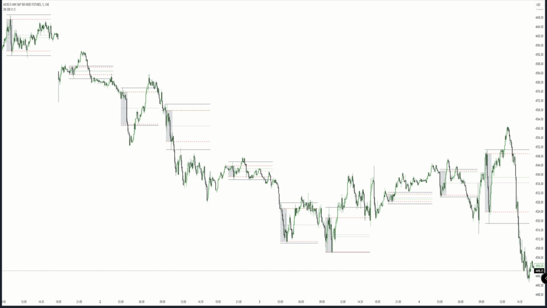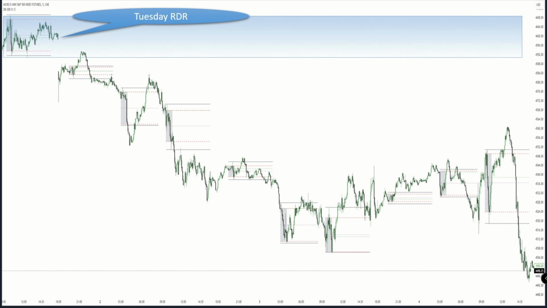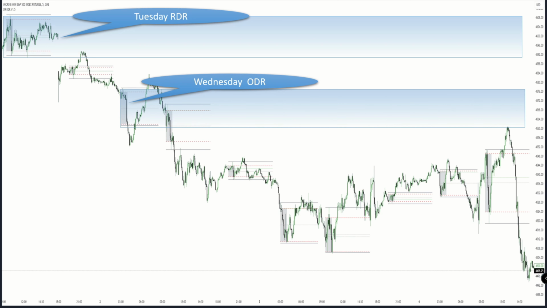You should trade the market short next week and I'll show you why. We had a Tuesday RDR that formed above the Wednesday ODR and that pointed us short for the entire week, and a week is from Tuesday to Tuesday, but the market doesn't go in a straight line. There are retracements throughout the way there. So where do I take my retracements?